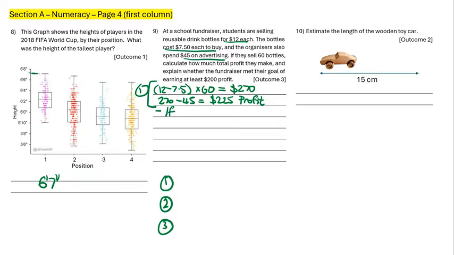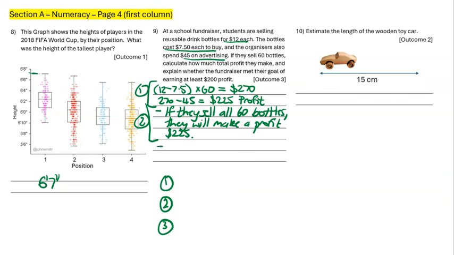So I'll state if they sell all 60 bottles, they will make a profit of $225. Okay, so that's step number 2 done. And remember, that's just me talking about the number I've calculated. It has nothing to do with the question yet. I haven't answered that question. It's just me stating a fact about what it is.